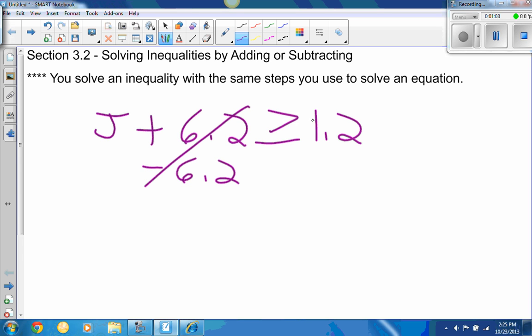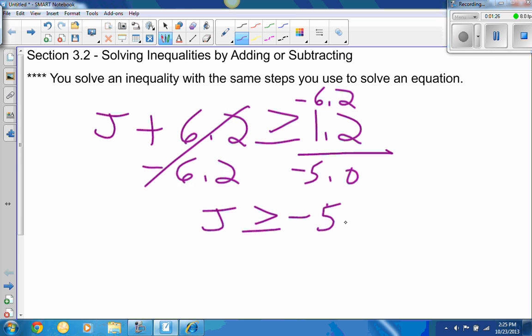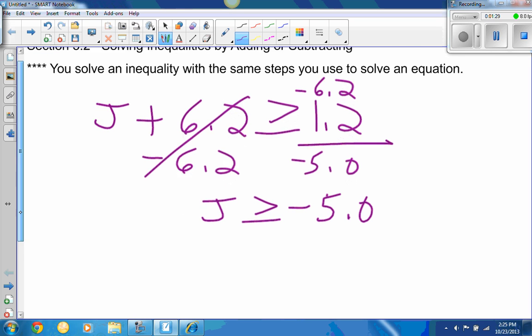When I bring it across here, can I take 1.2 minus 6.2? No, so I'm going to have to write the 6.2 on top. Keep in mind it is a negative 6.2. I'm subtracting it. So one negative, one positive, I'm subtracting them. So my answer will be j is greater than or equal to negative 5, or negative 5.0, same thing.